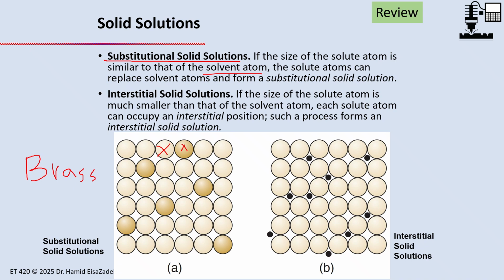And here we have interstitial solid solution where we have a smaller atom as a solute atom, which is much smaller than the major element or the solvent. A good example is steel, where we have carbon atom as a solute, and the major element is going to be Fe.